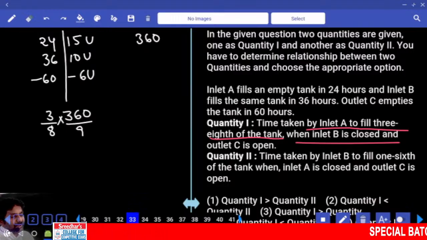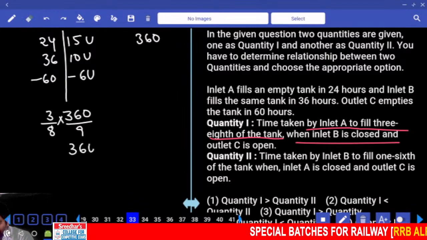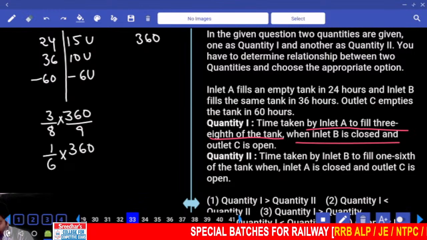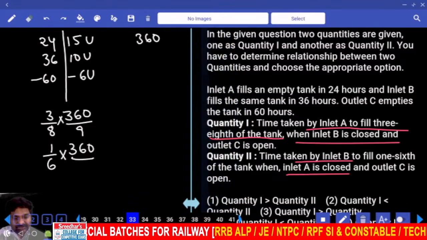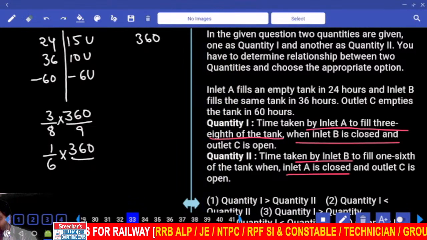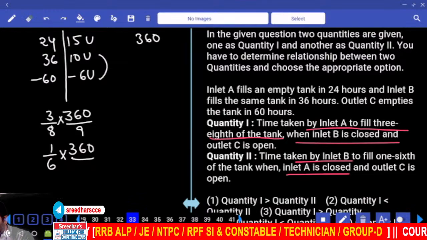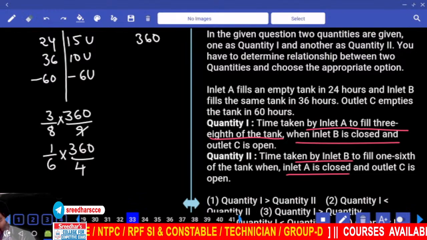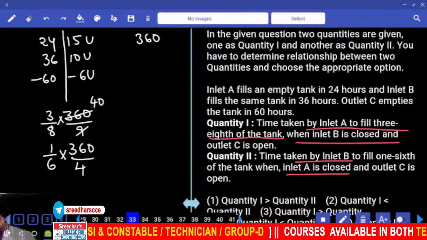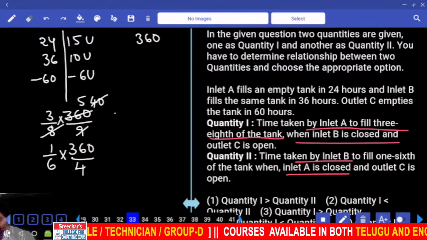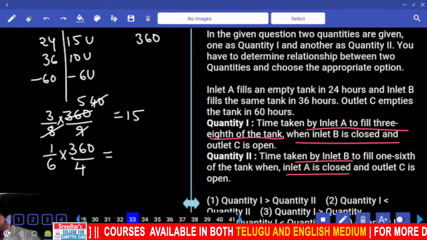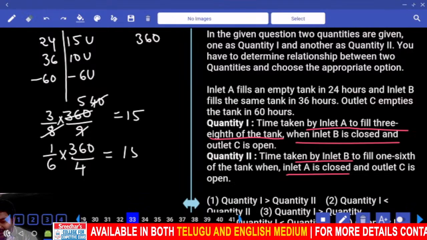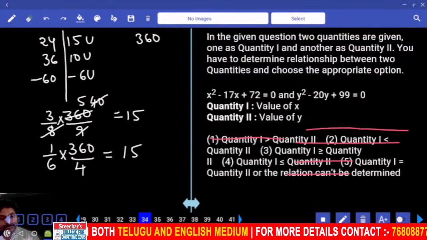Q2, time taken by inlet B to fill 1/6 of the tank. Total tank capacity 360, 1/6 of it. Now this should be done by B when A is closed and C is open. A is closed, B, C are open, both does 4. 9, 40 times 8, 5 times, this is 15. Denominator is 24. 360 by 24, again 15 times, both are equal.